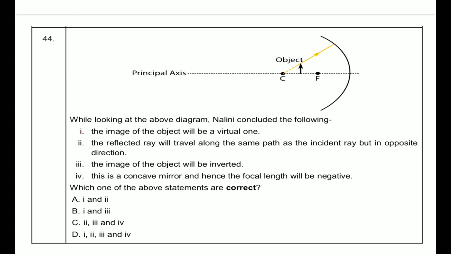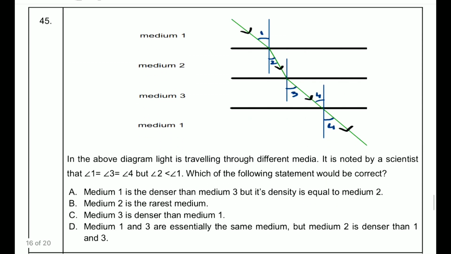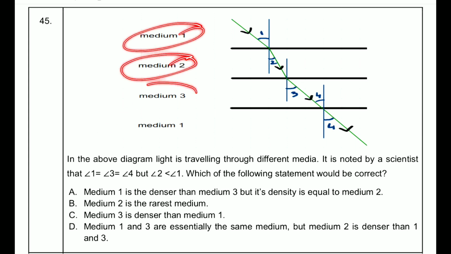So option number 1 is wrong, but options 2, 3 and 4 are correct. So which of the above statements is correct? 2, 3 and 4, option number C. So option number C is the correct answer. I hope that is understandable. Okay, let's move to the next question. This is question number 45 of your sample question paper. You have this diagram: medium 1, medium 2, medium 3, then back to medium 1.